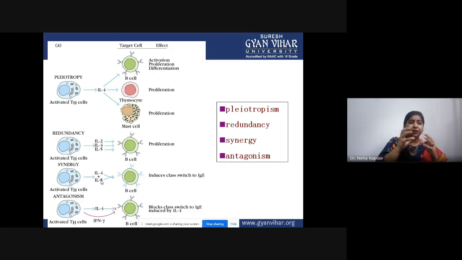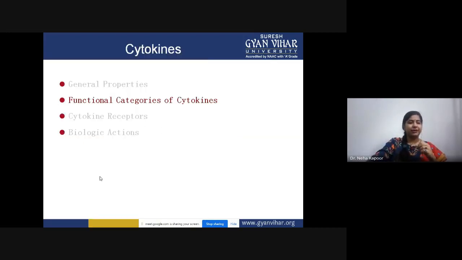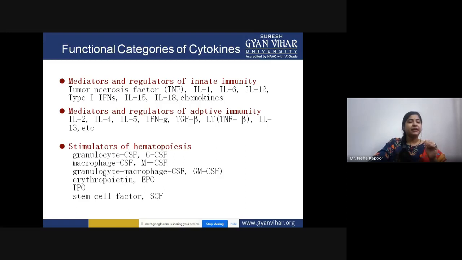That is why, because these activated helper T cells will be secreting interferon gamma also so as to block the class switching mechanism. This was a general thing about cytokines, what kind of cytokines are there and what are their properties. Now it's functional categories. There are many categories into which these cytokines are divided.